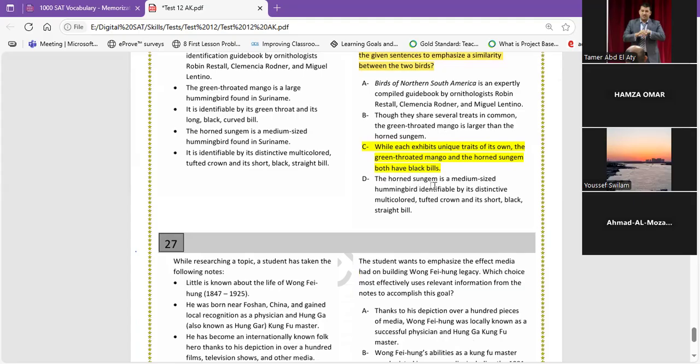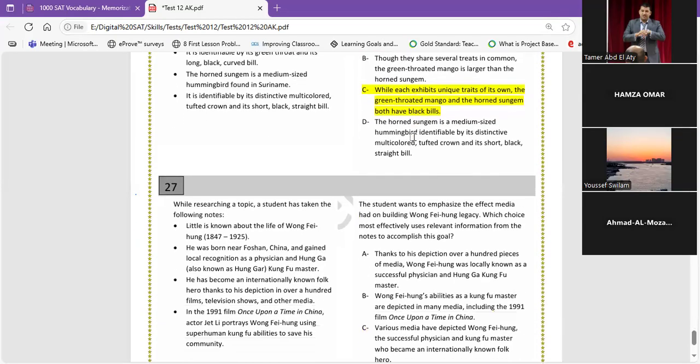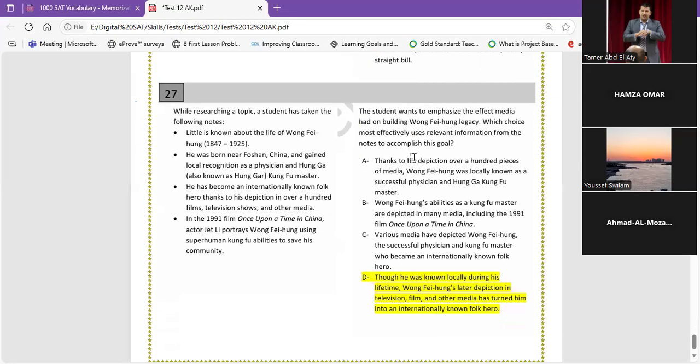The horned sunbeam is a medium-sized hummingbird, identifiable by its distinct multicolored tufted crown and its short black straight bill. I'm sorry, you talk about one kind. I need the similarity between both. The last one: what he wants is to emphasize the effect media had on building Wang Fei Hung's legacy. I need the effect media had on building Wang Fei Hung's legacy.